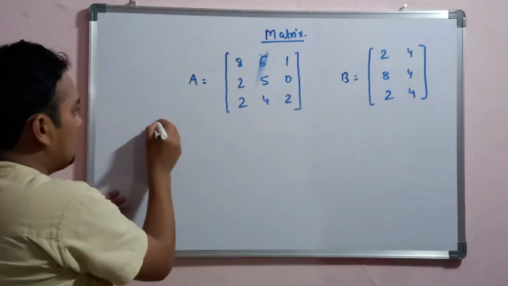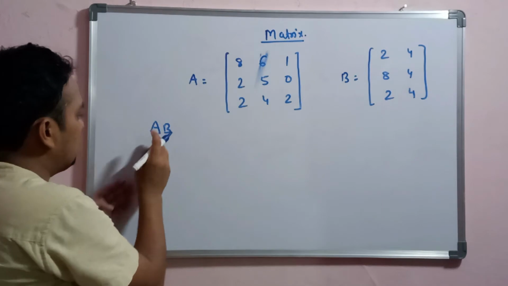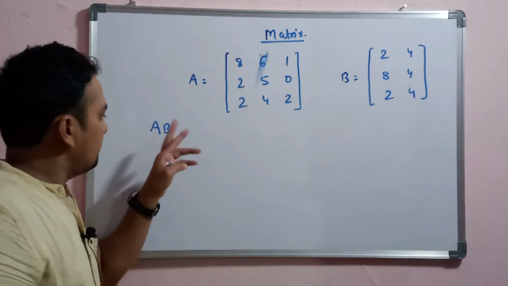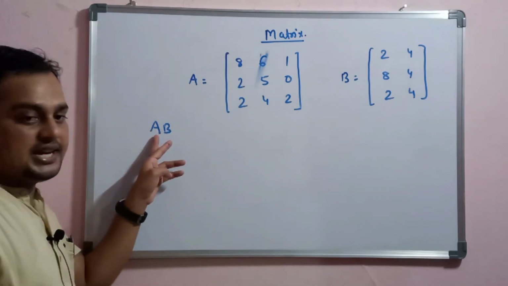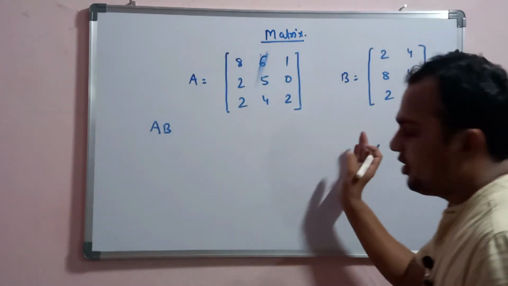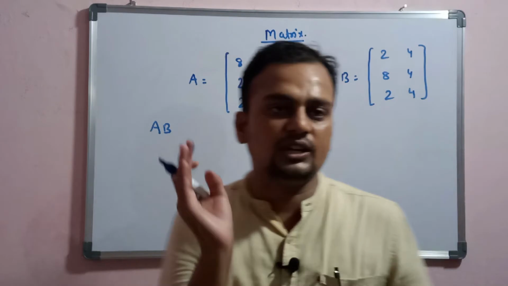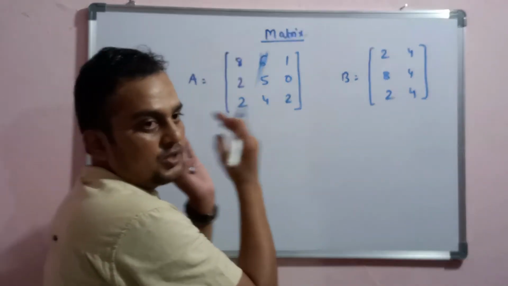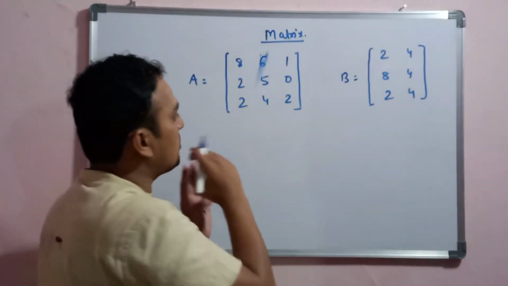Now we have to check. We have to find AB, meaning multiplication of the A matrix with B. First we will write A, then B. Before that, we have to check the order of the matrices. Then only we can say whether this multiplication of two matrices is possible or not.